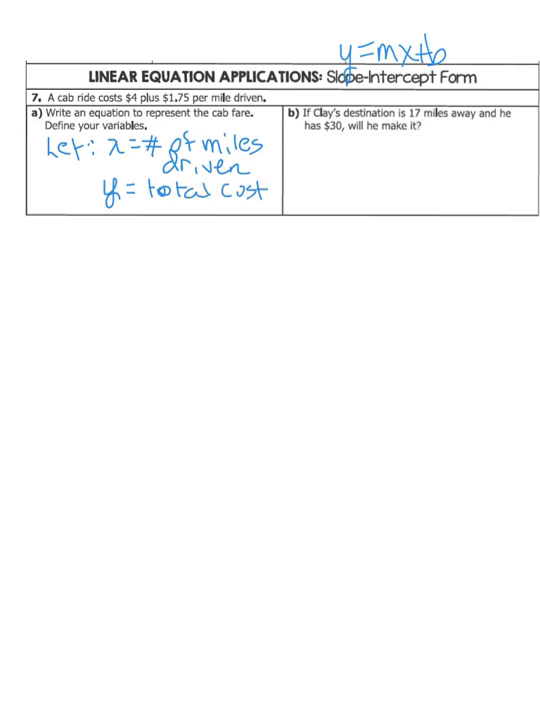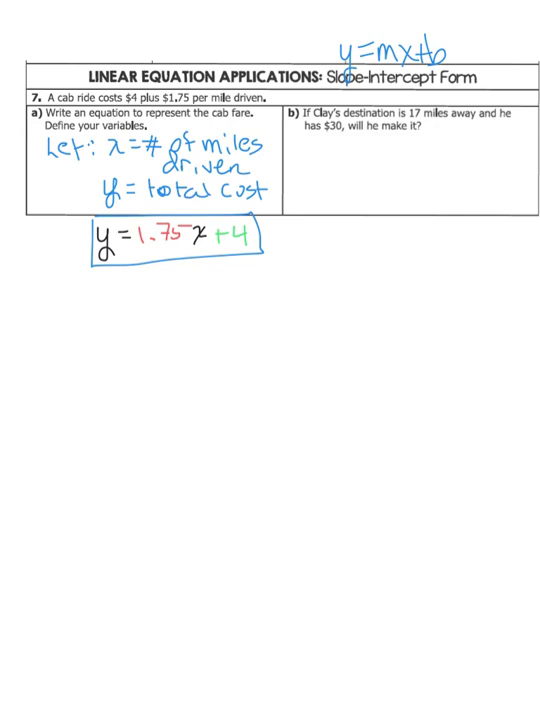So when we write the equation, we've got y equals the m, our variable, is our $1.75 per mile, so 1.75 per mile. Well, our number of miles is x. And then we're going to add $4 to that cost. So this is our equation to solve.